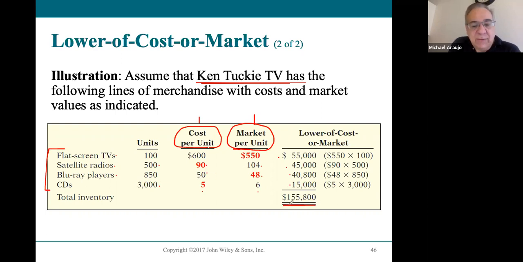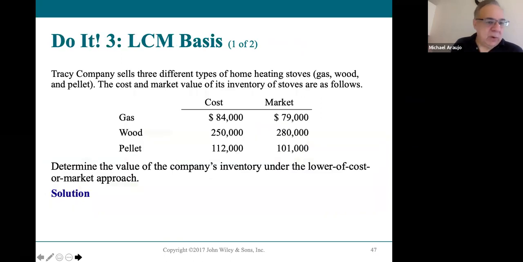So their total inventory value would be $155,800. Okay, different than if they use simply the cost. And this is because they want to make sure that they are using conservative numbers on their balance sheet. They're not overstating the value of the inventory. That's that.